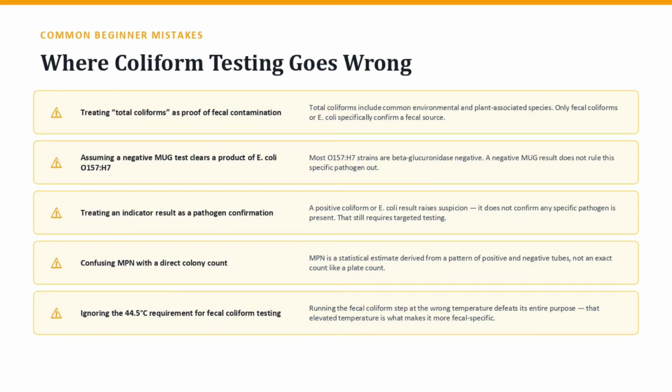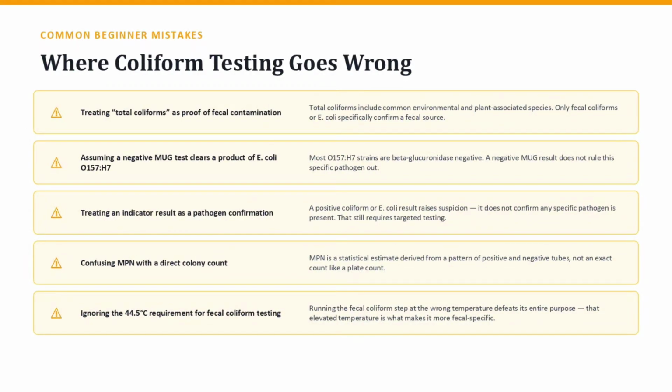Before we close, let's walk through where coliform testing commonly goes wrong. The first mistake is treating total coliforms as proof of fecal contamination. Total coliforms include common environmental and plant-associated species. Only fecal coliforms or E. coli specifically confirm an actual fecal source.